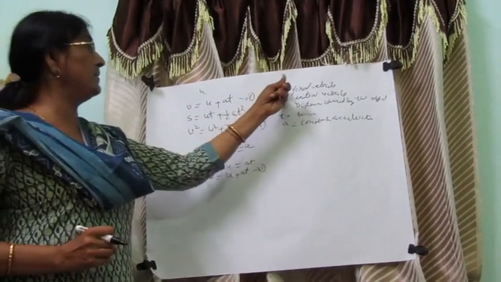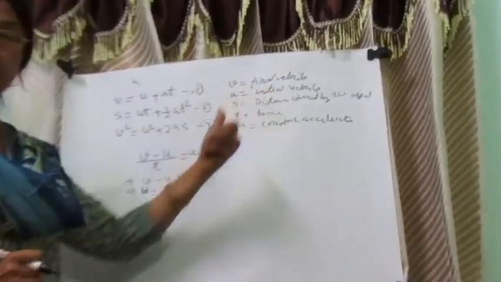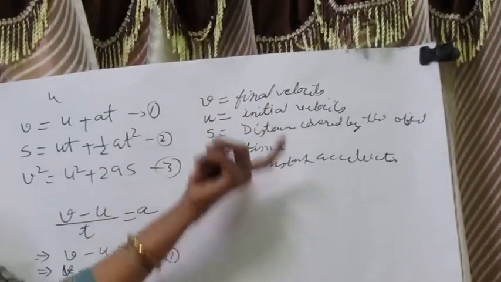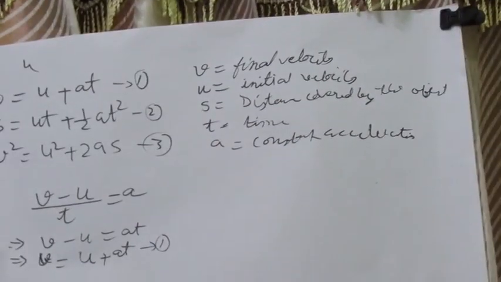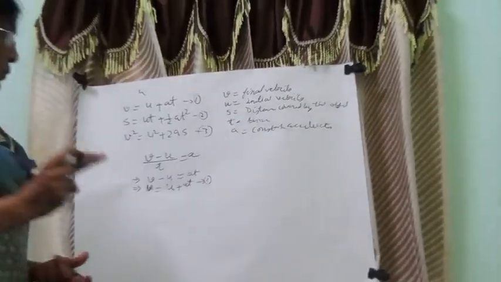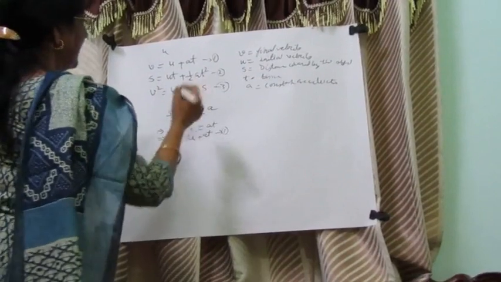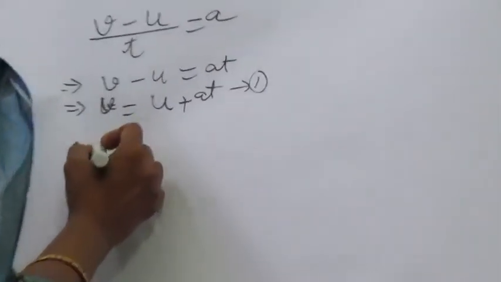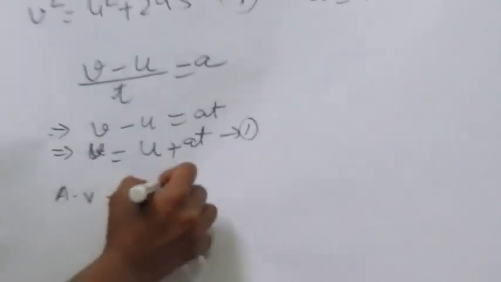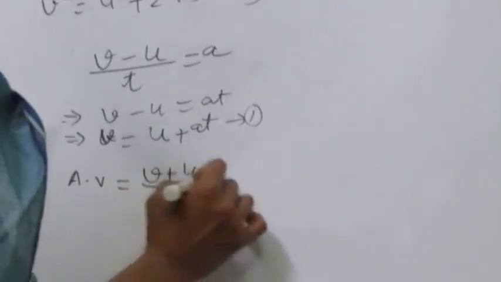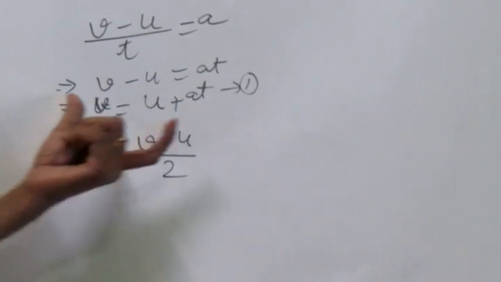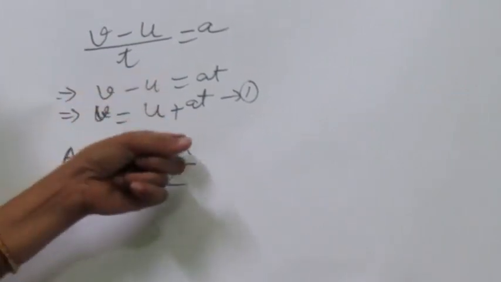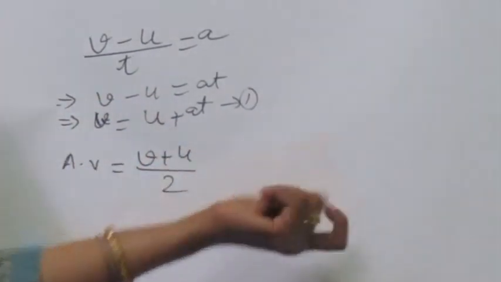Now here final velocity V, initial velocity U. So what will be the average velocity? V plus U by 2. So average velocity equals V plus U by 2. Clear? This is 40, this is 20, by 2 means 30 meters per second.